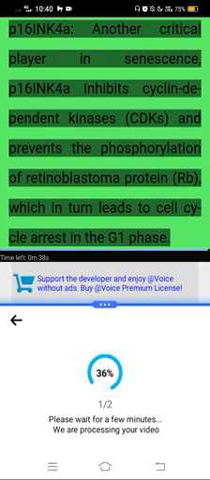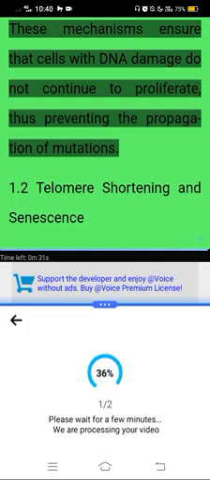p16INK4a, another critical player in senescence. p16INK4a inhibits cyclin-dependent kinases (CDKs) and prevents the phosphorylation of retinoblastoma protein (RB), which in turn leads to cell cycle arrest in the G1 phase. These mechanisms ensure that cells with DNA damage do not continue to proliferate, thus preventing the propagation of mutations.